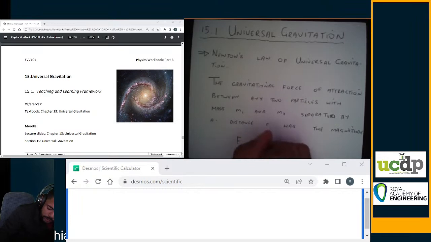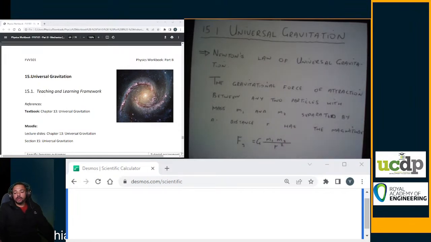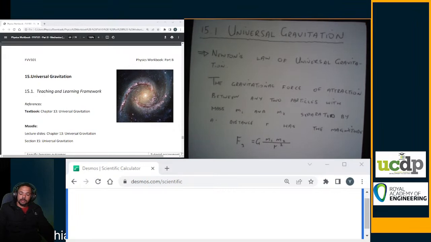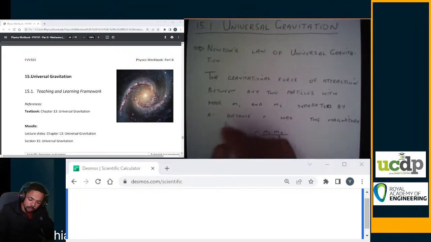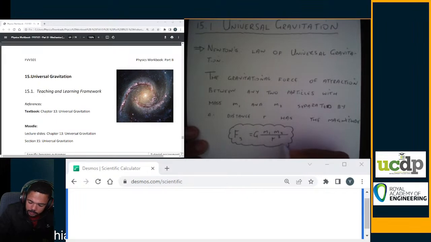F g, for gravitation, is equal to the gravitational constant G multiplied by the mass of one particle multiplied by the mass of the other particle, divided by the square of the distance between the two particles. Okay, that is how you calculate the force of attraction between two masses.